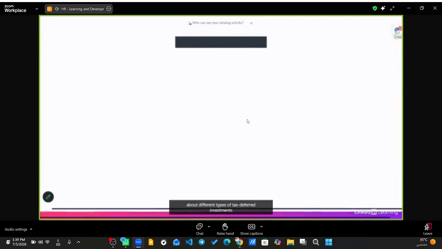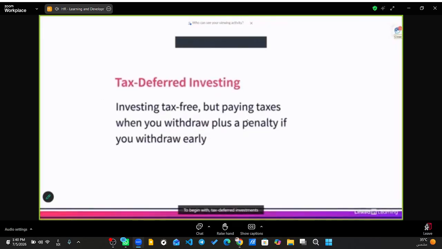You might have heard about different types of tax-deferred investments without even knowing it. The two popular ones are 403Bs and 401Ks, but you need to know the high-level opportunities before you can invest in one. To begin with, tax-deferred investments are almost always a good option if your employer offers it. It's like a free raise.